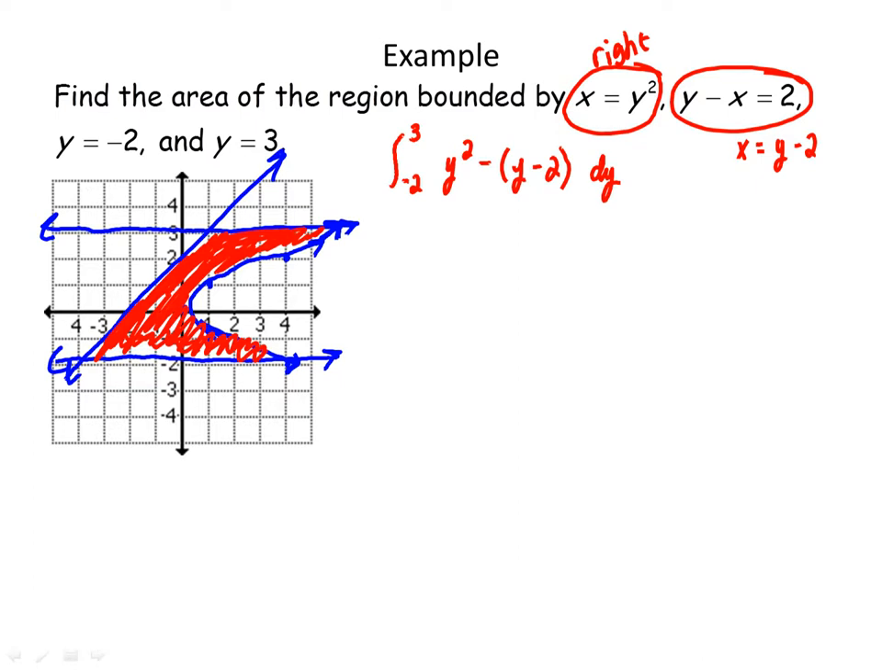So now let's clean this up a little bit, and then we will actually integrate. Let's just put it in descending order and distribute that negative all the way through. And now we can actually do the integration.